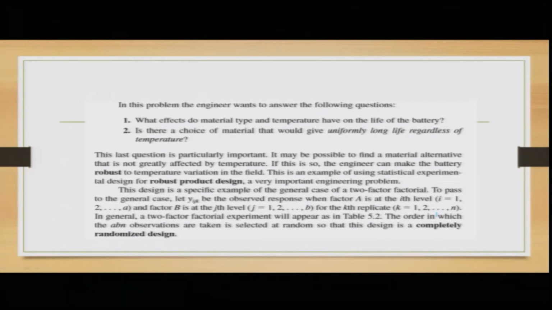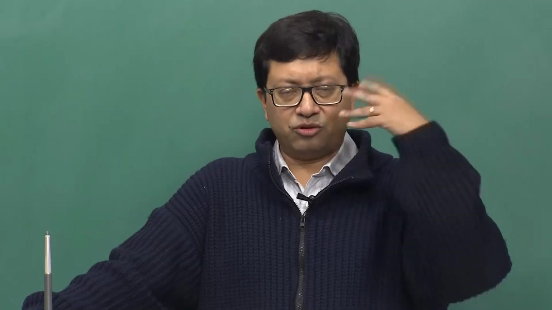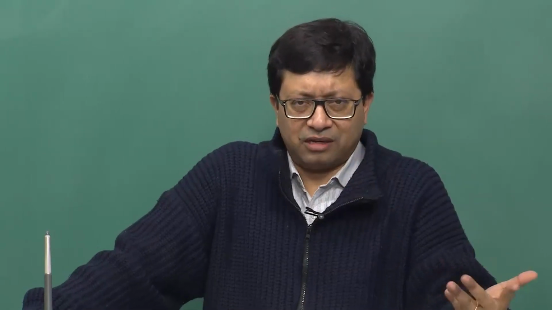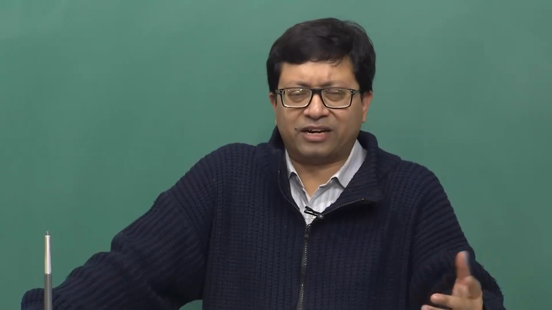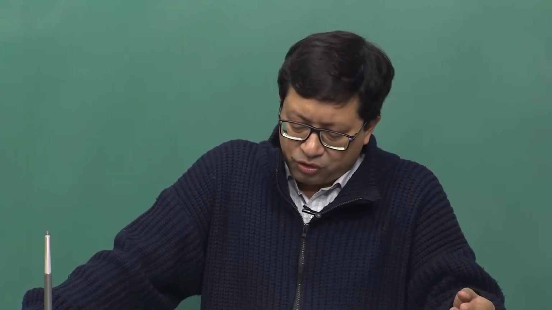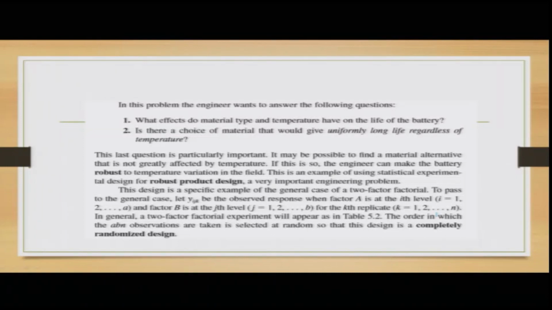If this is so, the engineer can make the battery robust to temperature variance in the field and be rest assured that it can be utilized either in the Arctic, in the tropical climate, in the desert and so on. I am giving an example to make it much more practically oriented. This is an example of using statistical experiment design for robust product design, and it is a very important engineering problem which needs to be solved.